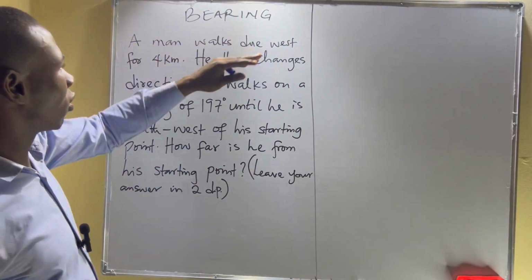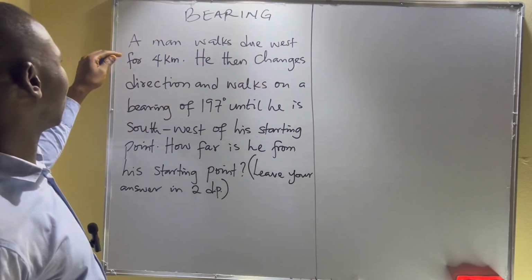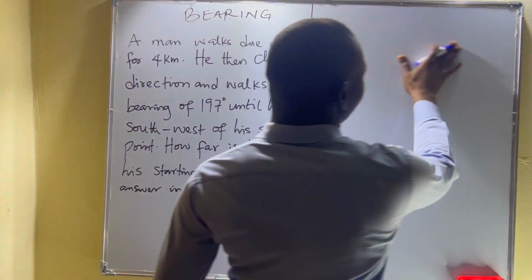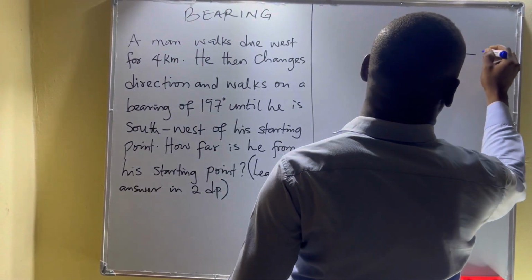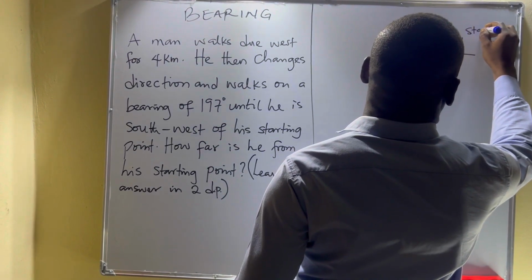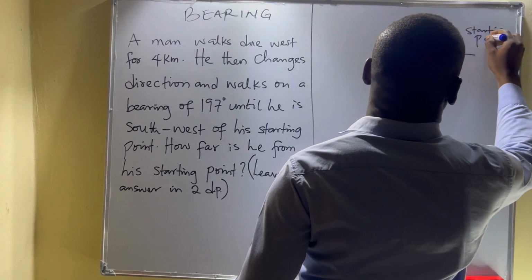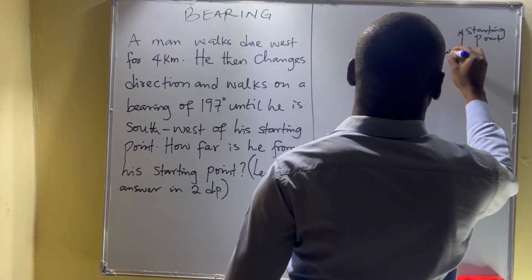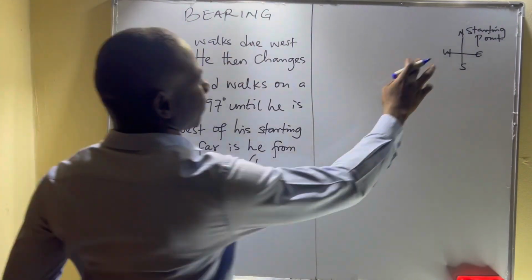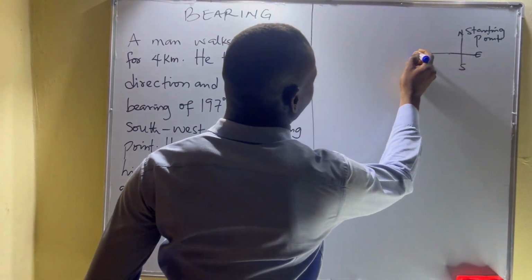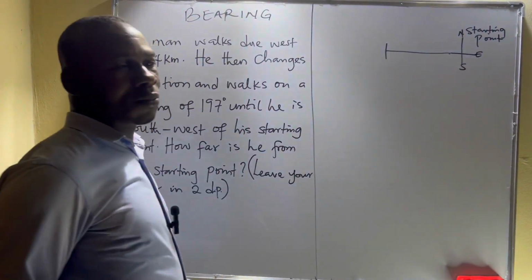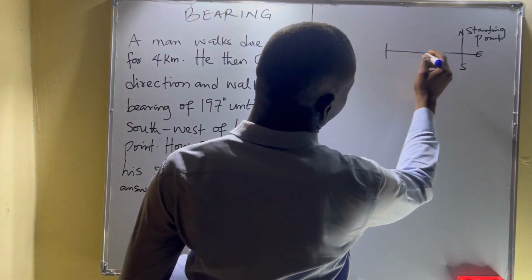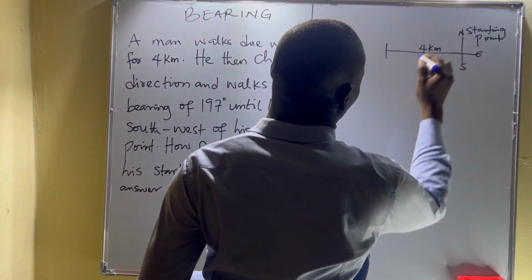We go again. A man walks due west for 4 kilometers. So from the starting point, the man walks due west. If I assume that this is the starting point, this is the north, east, south, and west. So the man walks due west for 4 kilometers. Any point that you stop, please always draw your 4 cardinal points. So let's assume that this is the 4 kilometer distance the man walks.